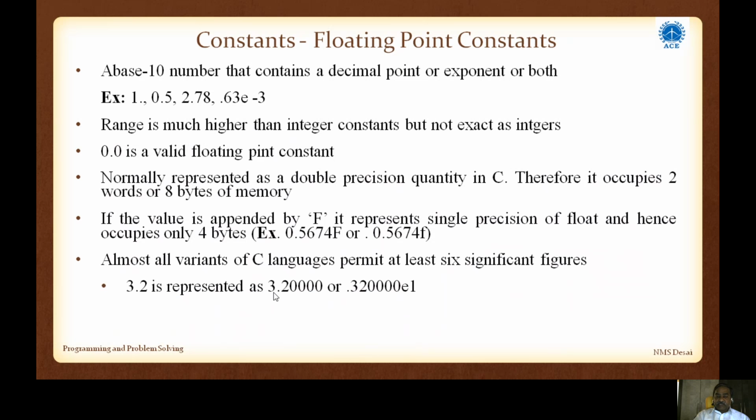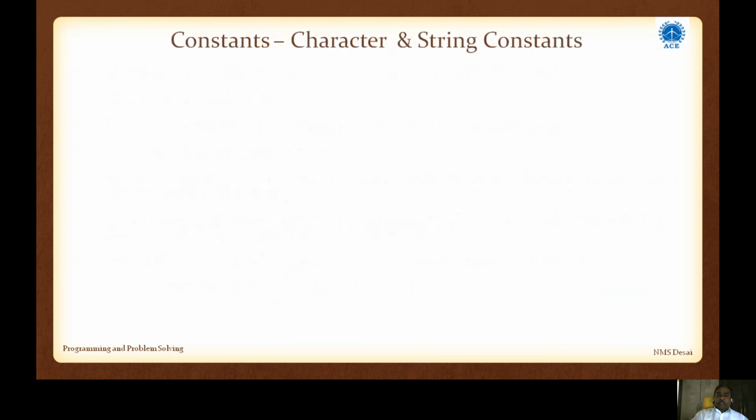3.2 is represented as 3.2 followed by 4 zeros. Now, why not 5 zeros here? The point is also a place, right? 1, 2, 3, 4, 5, 6 is there, right? This can also be written as 0.32 E1, that is 0.32 into 10 power 1. Fine. Lastly, we'll talk about character and string constants and conclude this session.